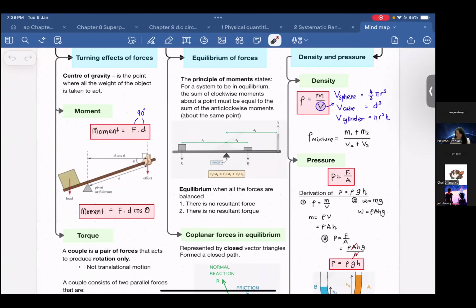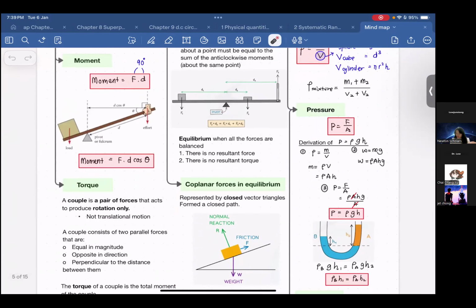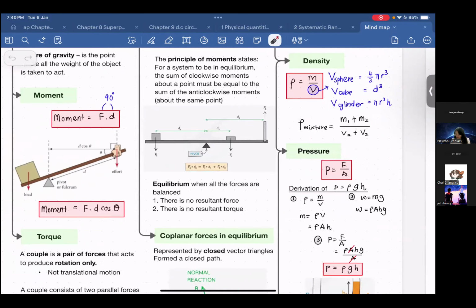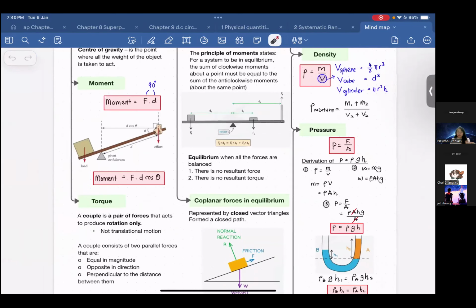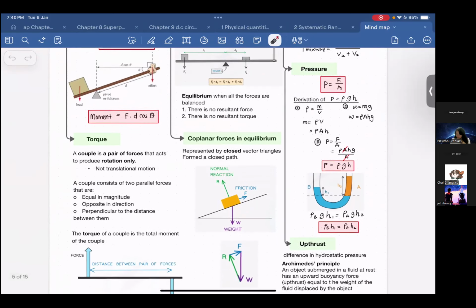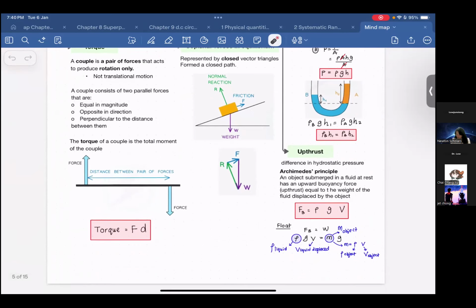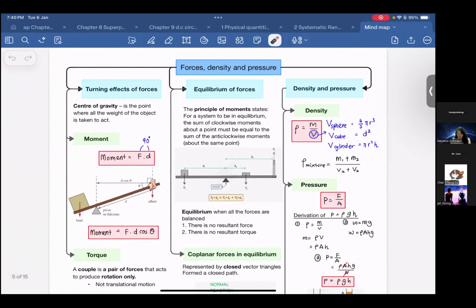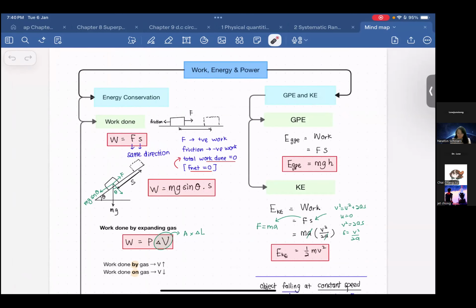We learn about density and pressure. Although density still uses the same formula, there is something more we need to learn, such as when they mix liquids, what the density of the mixture is, and so on. Then for pressure, you need to know how to derive the pressure in a liquid. In A level, we need to learn how to derive. Then we learn about upthrust. So this is chapter 4. Chapter 5 is about work, energy, and power.